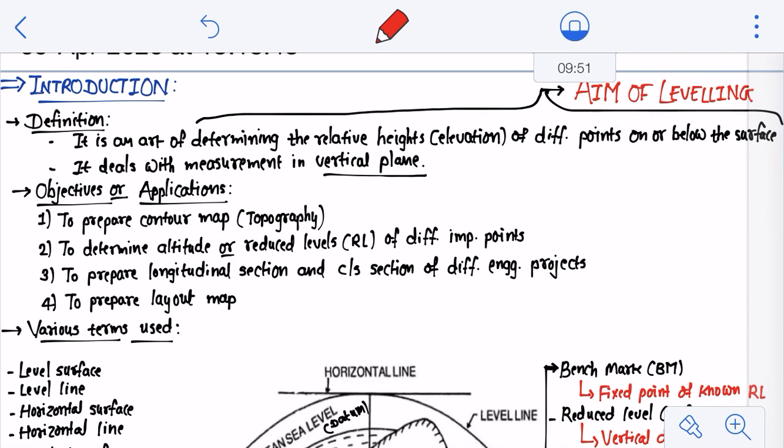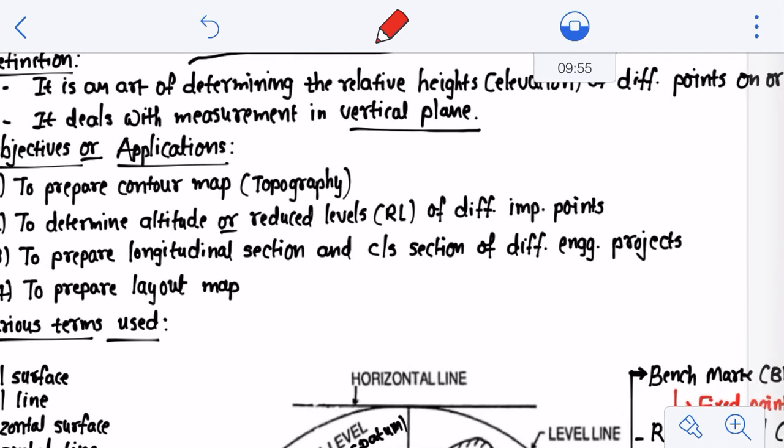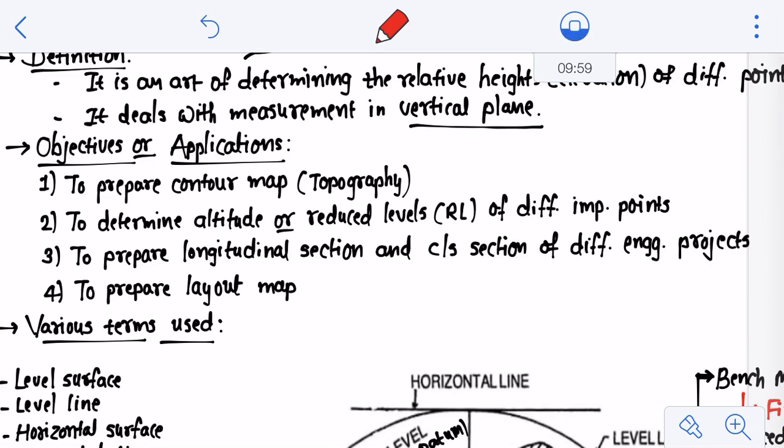That's the first application. The second application simply says to determine the altitude or the reduced levels of different important points, right? The altitude or the reduced levels are basically termed as elevations, but there is a small difference between reduced levels and elevation that I'll discuss again in different terms, right? So one can determine the reduced level or elevation of different points in that area.